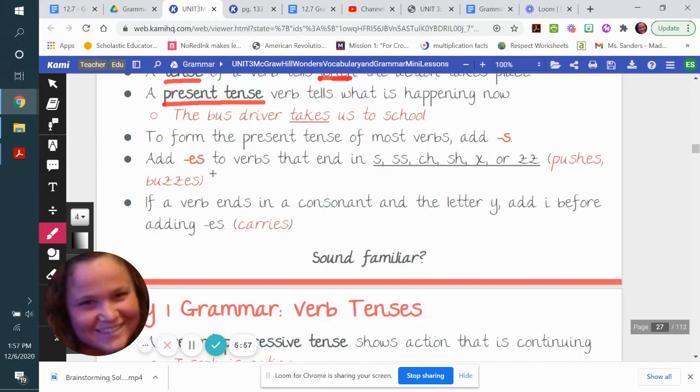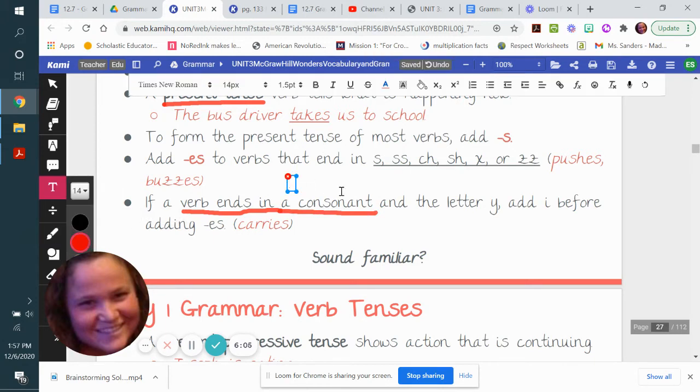All right, let's see. And then if a verb ends in a consonant. Consonants, I'm going to put in here, are any letter that is not a vowel. You should know that. Then the letter Y. So a good example of this might be LY, because I've got a consonant and a vowel.